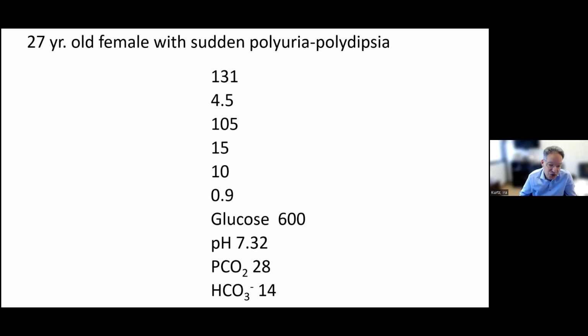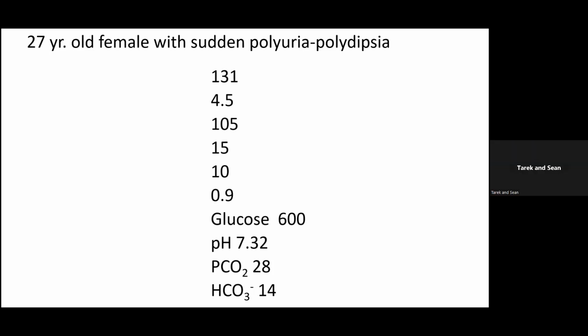So the albumin here was normal. And so this is a normal anion gap metabolic acidosis that's compensated. But obviously, we have a problem here, because when you look at the patient clinically with acute polydipsia and polyuria and a glucose of 600, what would you expect? What kind of metabolic acidosis would you expect to see?